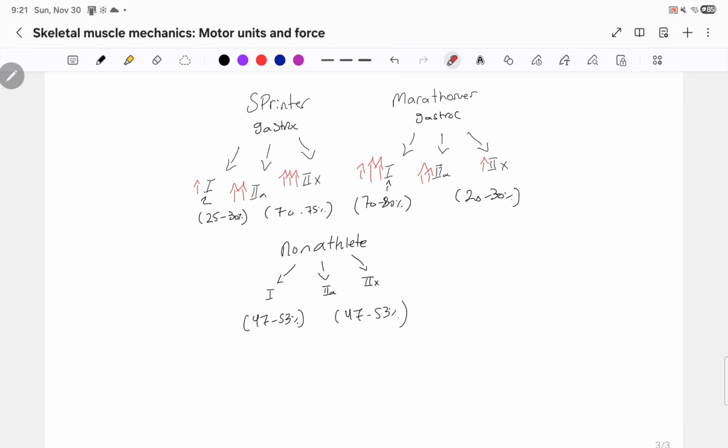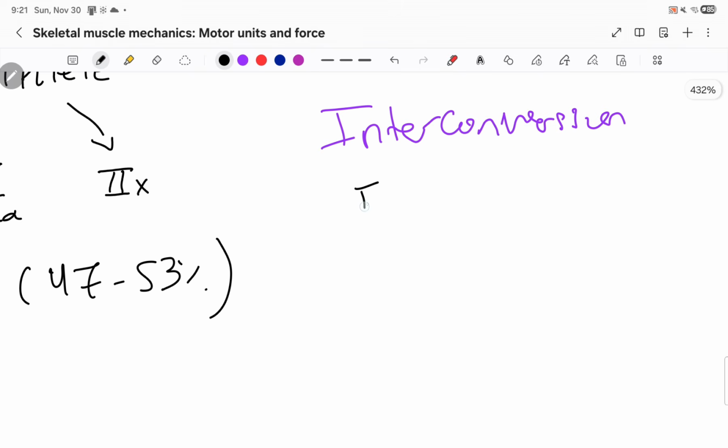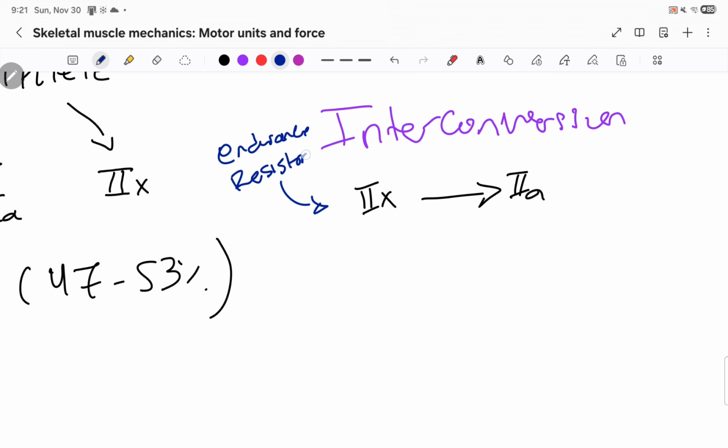Absolutely not. They can. And in fact, training does cause fiber type transitions, but it is very, very specific. So interconversion of the fiber type occurs only between type 2X to type 2A. So it doesn't matter if you train endurance. It doesn't matter if you train resistance. Study after study after study has multiple times proven that this shift occurs. Type 2X fibers will shift to type 2A.